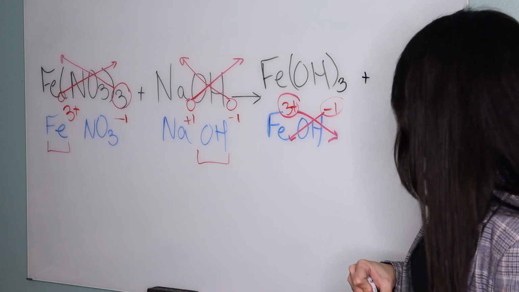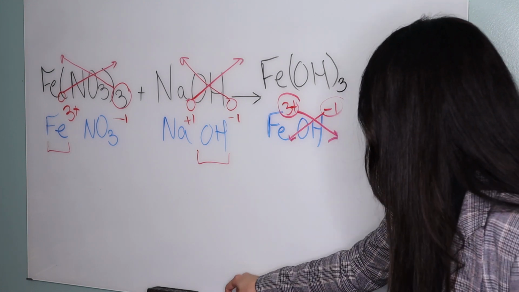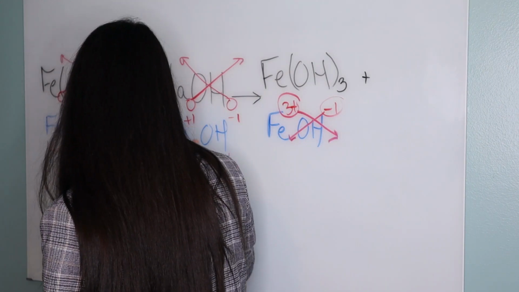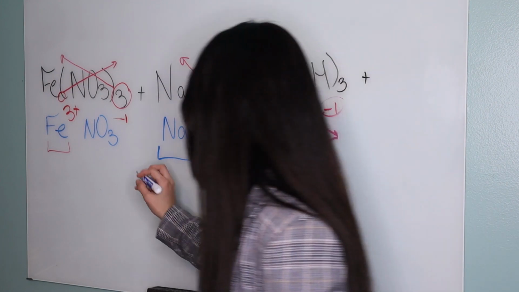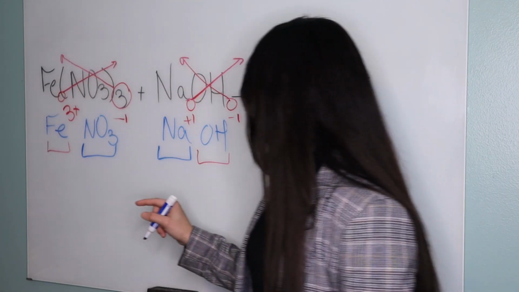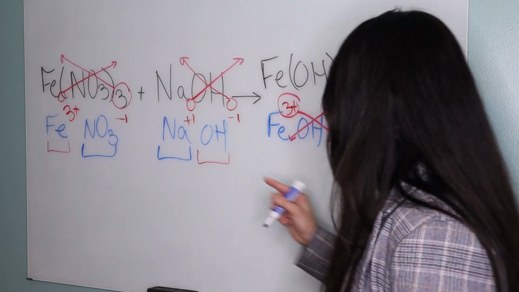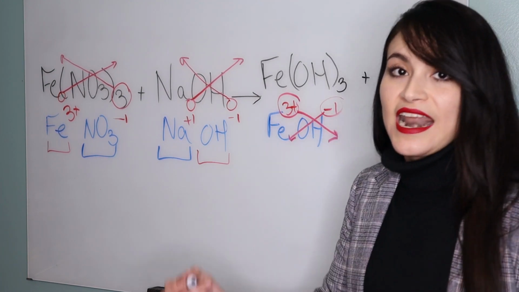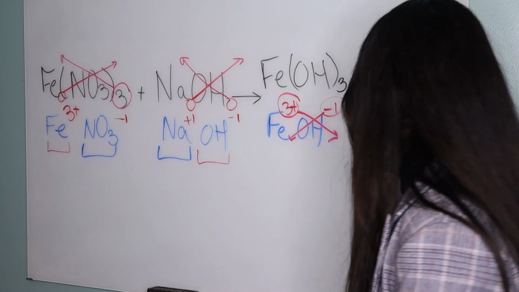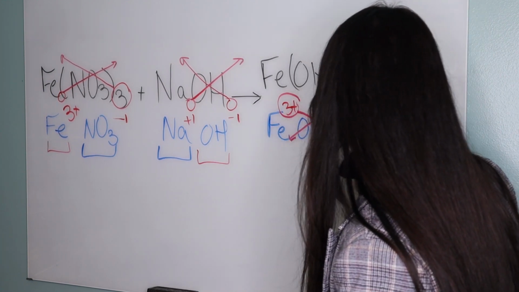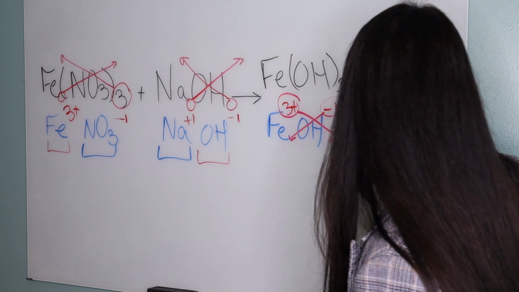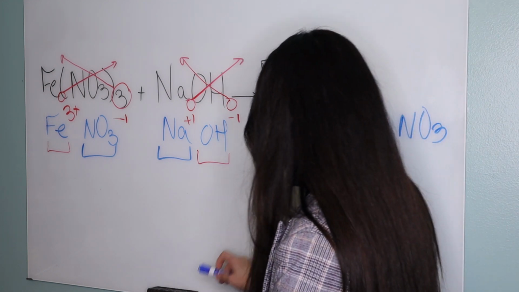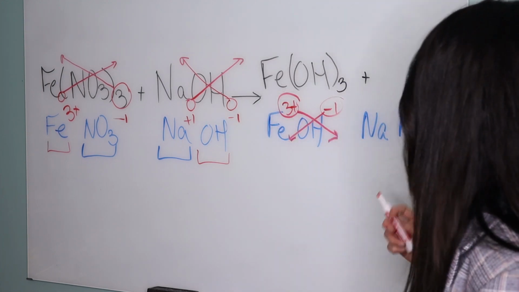Then, we're going to figure out what the second product is. Again, we would take the cation of one of the reactants with the anion of the other reactant. And then what we want to do is write them next to each other. Again, we write the cation first and the anion second. So we have sodium and we have nitrate, and I'm going to also be writing the charges.